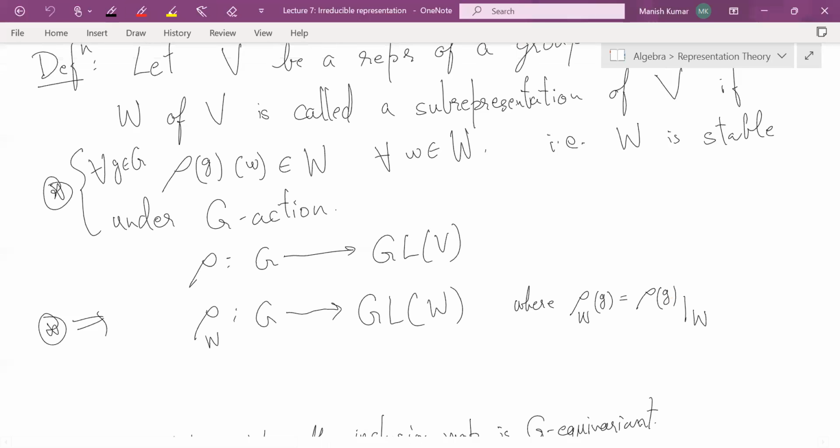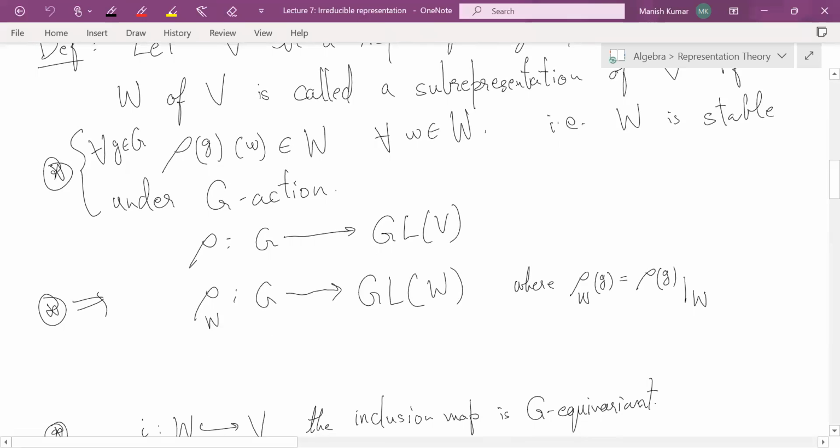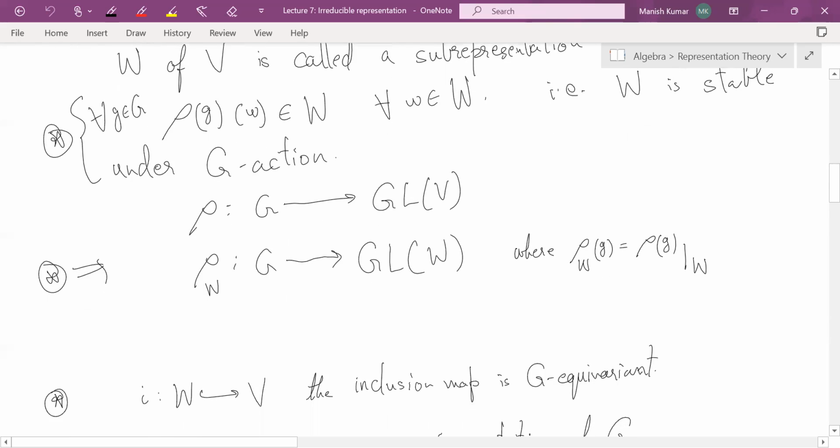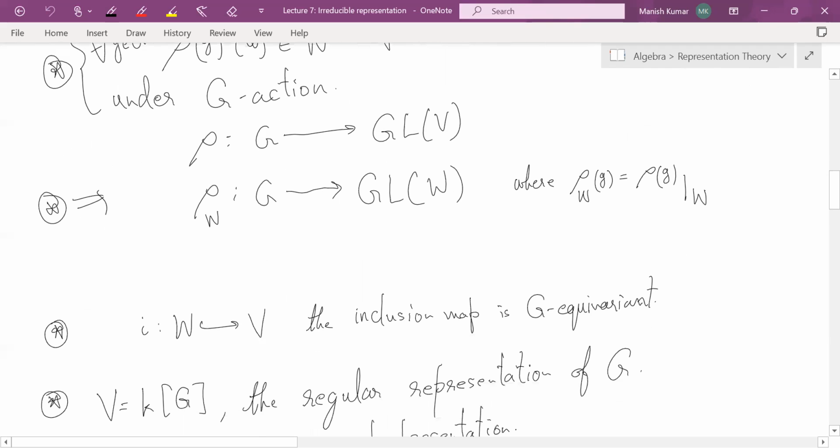So we saw some examples as well. In the regular representation, we saw an example of a sub-representation. Basically, you take the sum of all group elements. We saw that that's a trivial sub-representation of the regular representation. So we will see one more example.